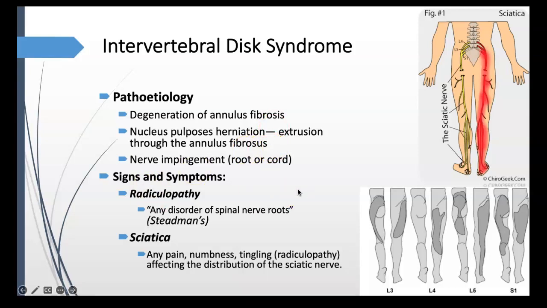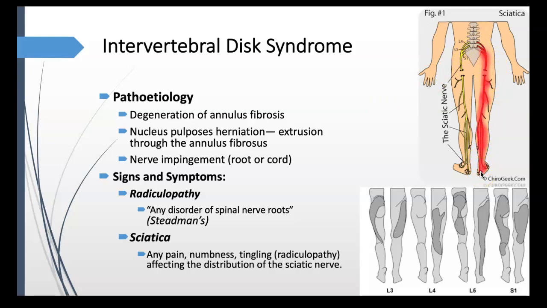And we're going to talk through the levels of disc herniation in a few slides, but bear with me, because I'm going to talk about disc pathologies and then sciatica, and then I'm going to show you the levels of disc protrusions that can occur. Signs and symptoms of disc syndrome in general include radiculopathy. Radiculopathy is really any disorder of spinal nerve roots, right? Most often, however, the nerve that is most impacted in an intervertebral disc syndrome is going to be the sciatic nerve, which is why we'll talk about sciatica next.